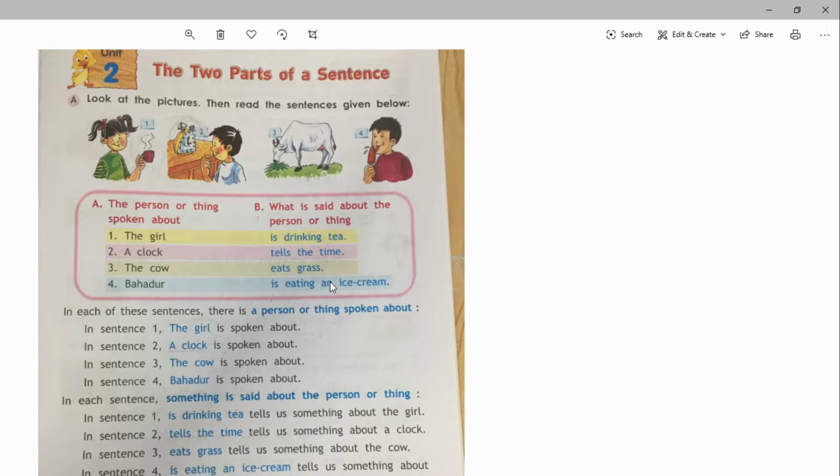Likewise, Bahadur is eating an ice cream. So we have come to know that Bahadur is this boy, and what is the boy doing? He is eating an ice cream. So the person or a thing spoken about, and what is said about the person or the thing, in that particular sentence, what the person or the thing is doing or telling us, when we can understand that, these are the complete sentence. This can make a complete sentence. These are the parts of the sentence, you can say.